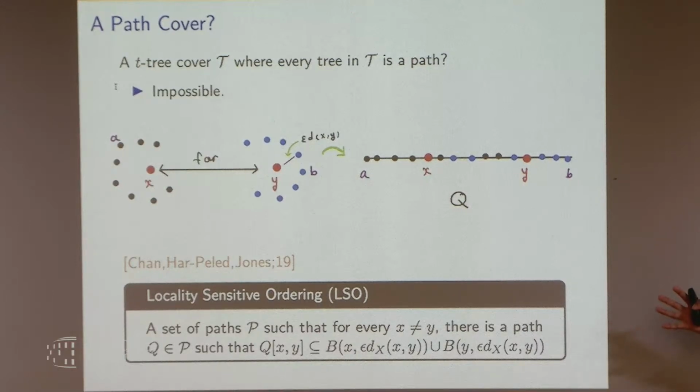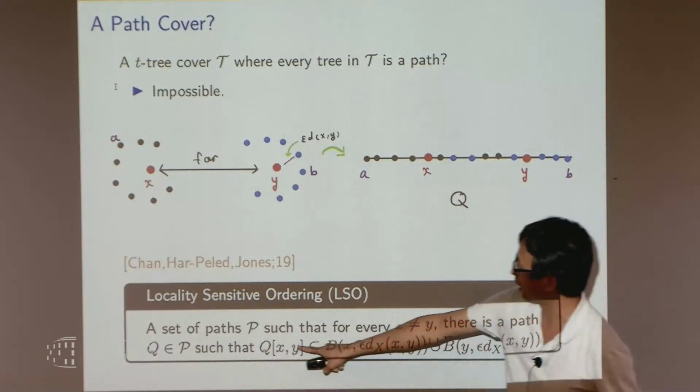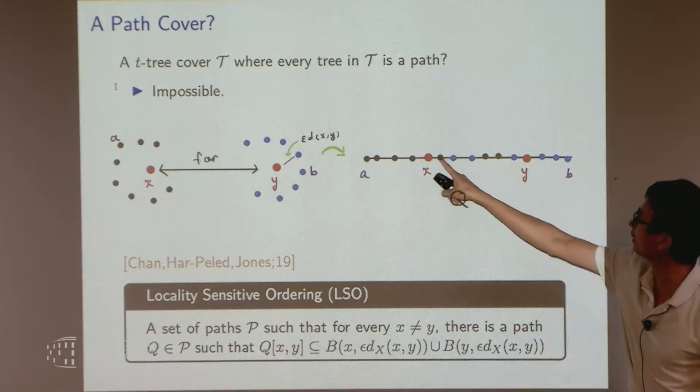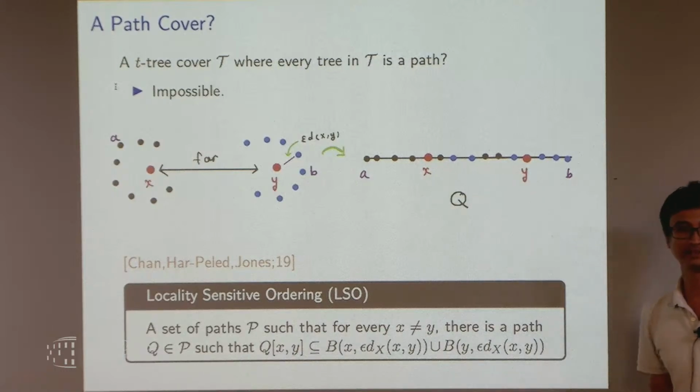It's just a bunch of paths, so that for every point x and y, there exists a path q in this collection, so that every point between x and y in this path is either close to x or close to y. So this is sort of the guarantee that you could get if you really want paths. You won't be able to preserve distances.